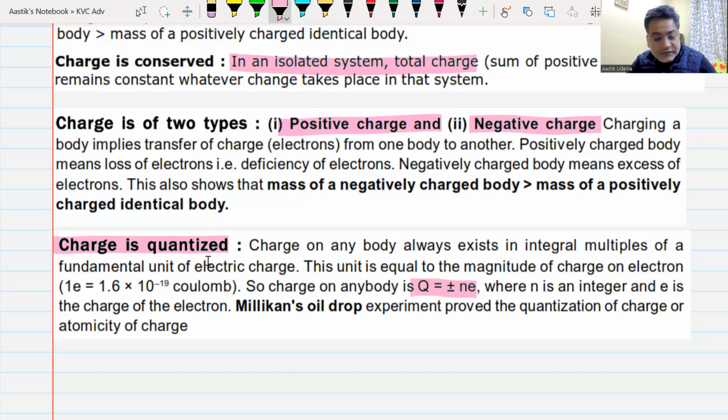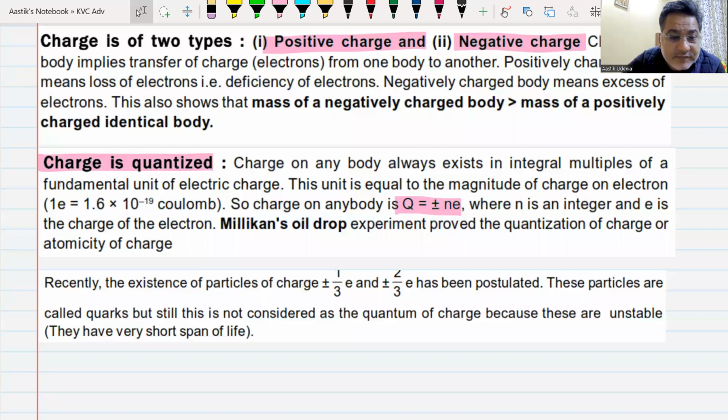Yes, sir. We have postulated the existence of quarks. In fact, we know that quarks exist, and these quarks are particles which have fractional units of charge, 1 by 3 and 2 by 3 times of e, but these quarks do not have independent existence and they have a very short span of time, and therefore we do not take it as a fundamental packet of charge. We always assume that charge is only by the transfer of electrons and not by quarks, and quarks do not have an independent existence. So charge is quantized. Do we understand this? Yes, sir.